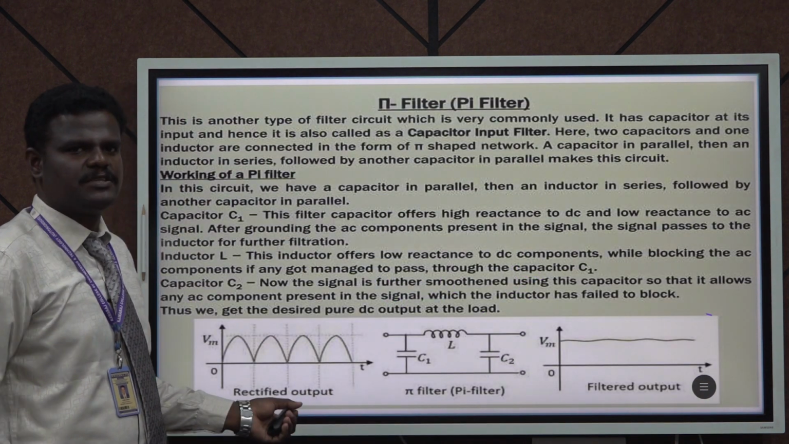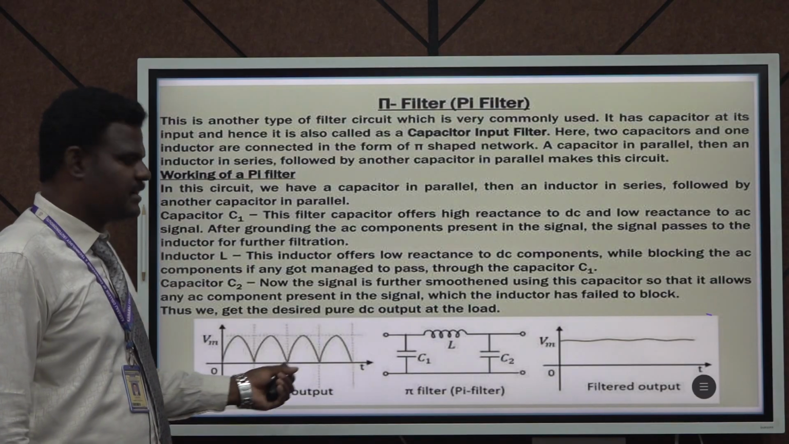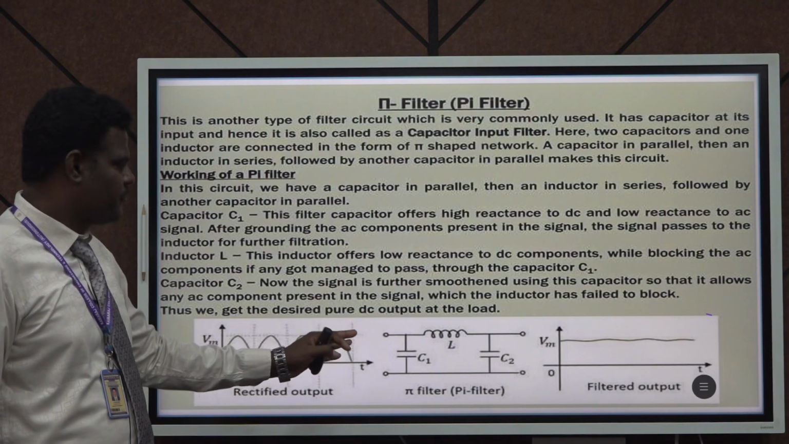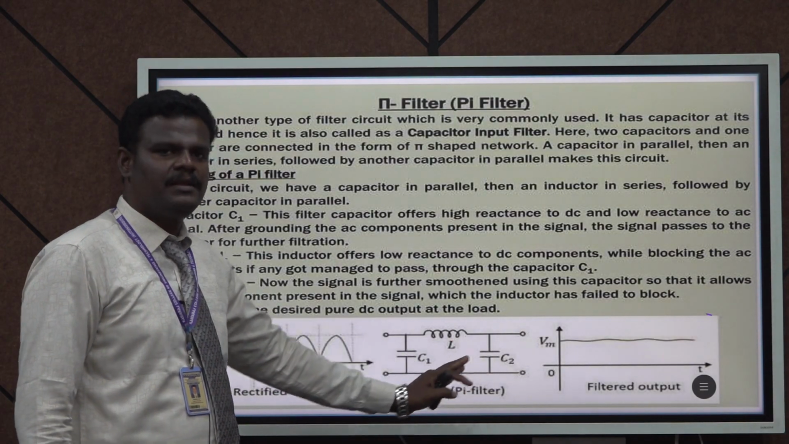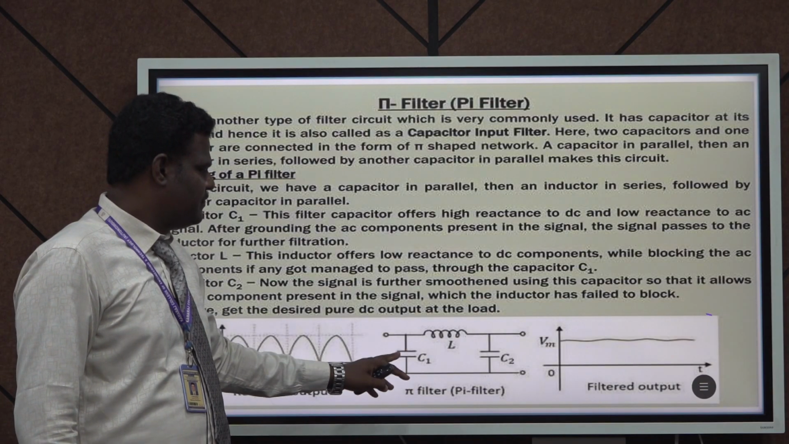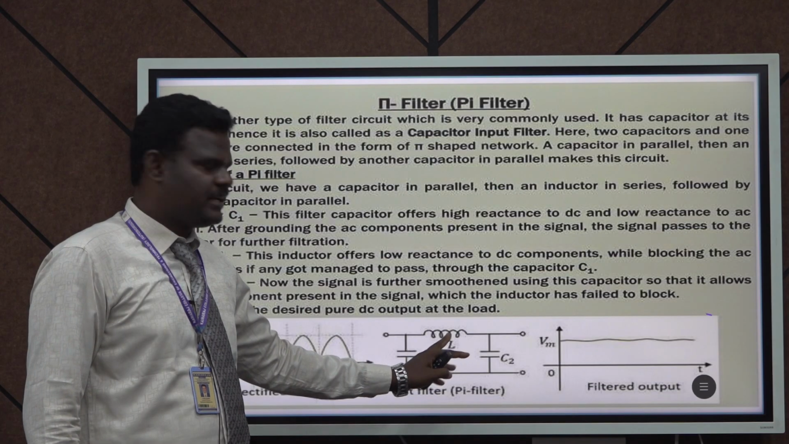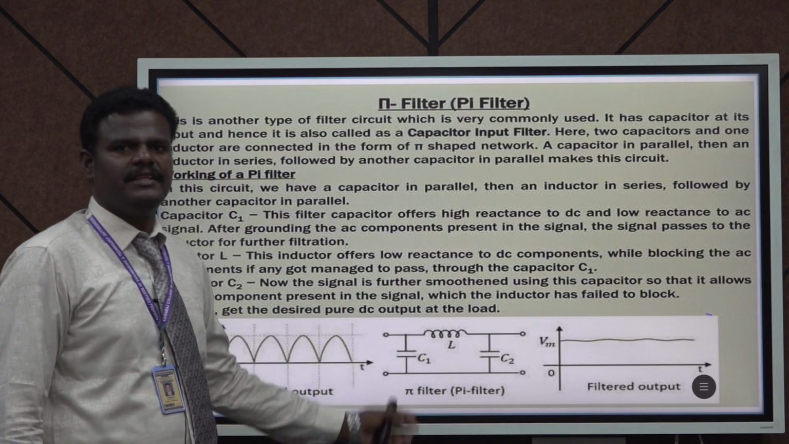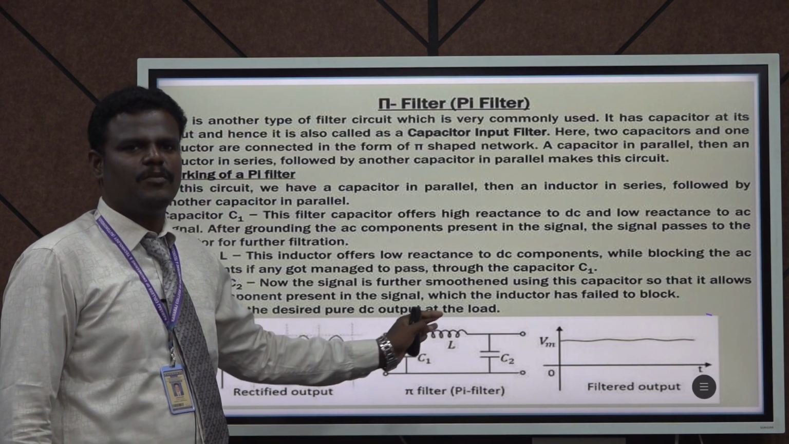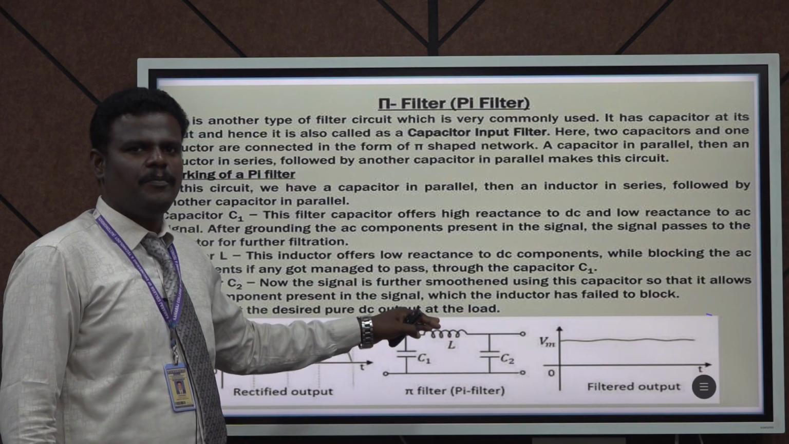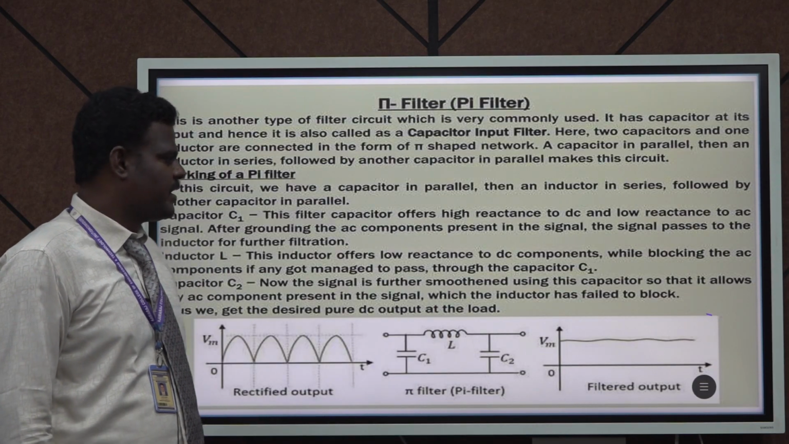Then we are going to discuss the pi filter. The pi filter's configuration looks like a pi symbol. In the pi symbol, first the input side capacitor, then the inductor, then the capacitor. Like this pi arrangement, the filter components are connected in a pi manner. That is why it is called the pi filter.